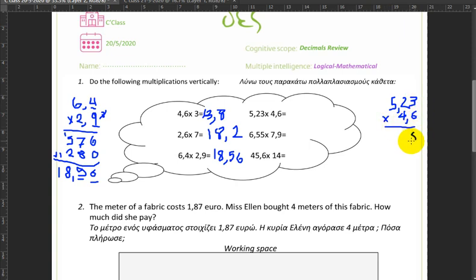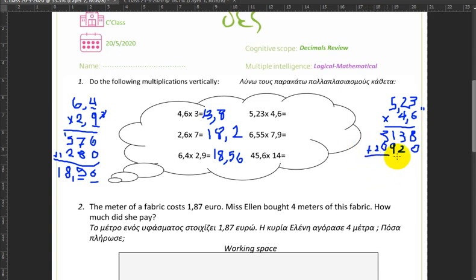Six times three makes 18, right? 8, carry 1. Yeah, I don't have a lot of room here. Six times two makes 12, and one that I carried over is 13, right? 3, carry 1 again. Six times five makes 30, plus one that I carried over is 31. All right, the zero beneath the ones. Four times three is 12, right? 2. Carry 1. 4 times 2 is 8, plus 1 that I carried over is 9. 4 times 5 is 20.